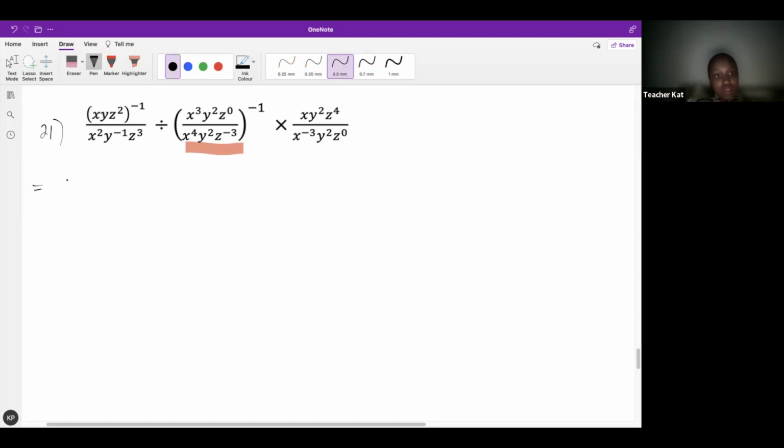So I'm going to rewrite everything else, which might take a while. XYZ squared -1 over x squared y -1 z cubed divided by, whew, now we're inside my brackets. When we are dividing inside the bracket, what are we going to do with my exponents? We're going to minus them. Okay. So in my brackets, I'm going to have x to the power of 3 minus 4. What is x's exponent going to be? We are subtracting, so then x is going to end up with a -1 exponent.